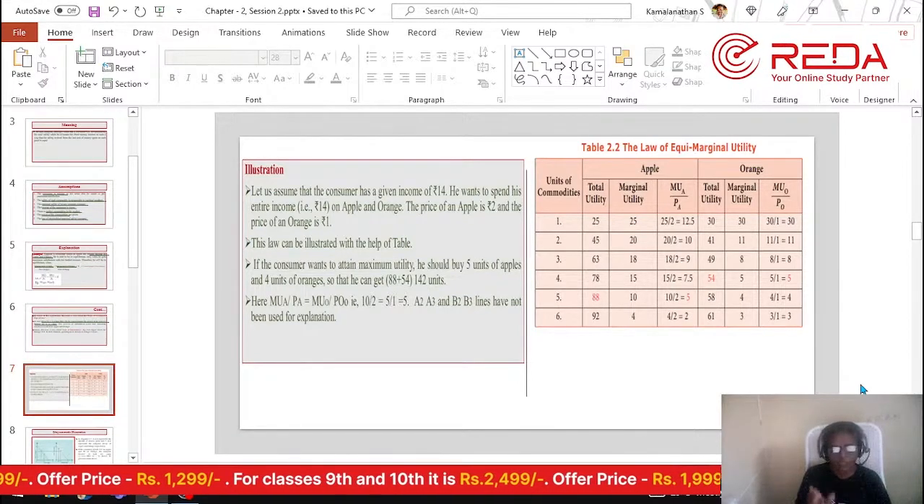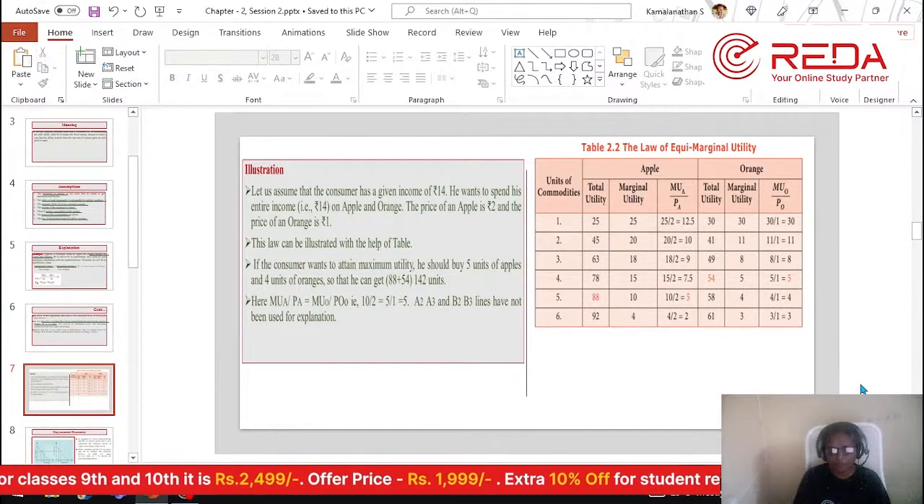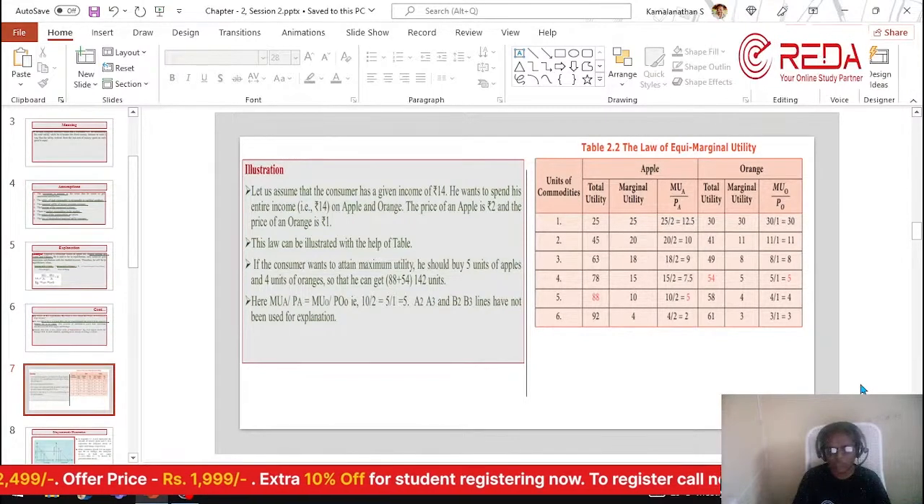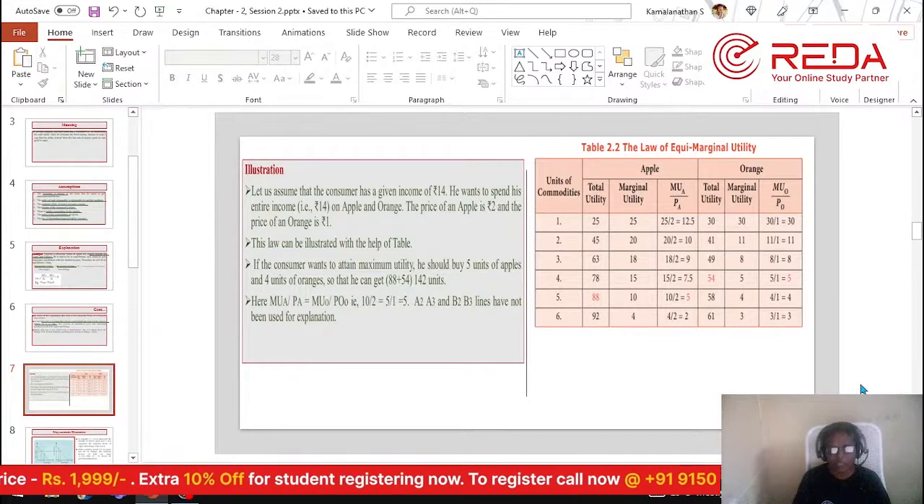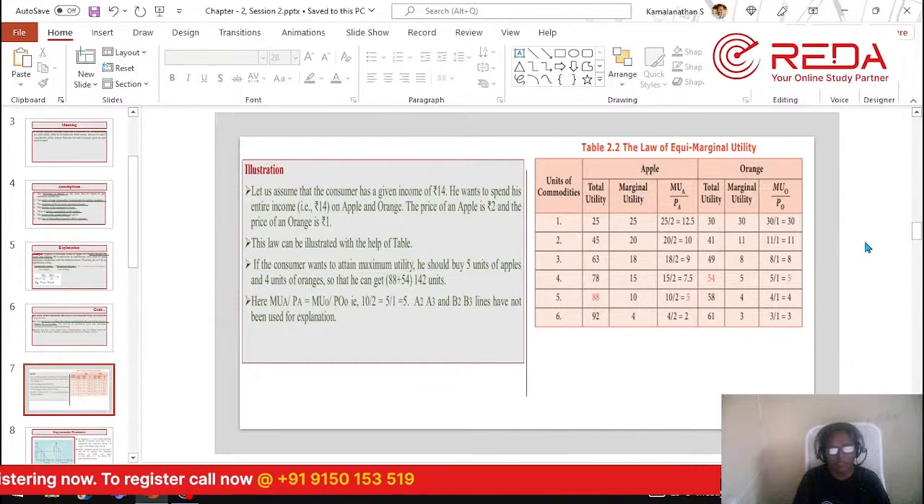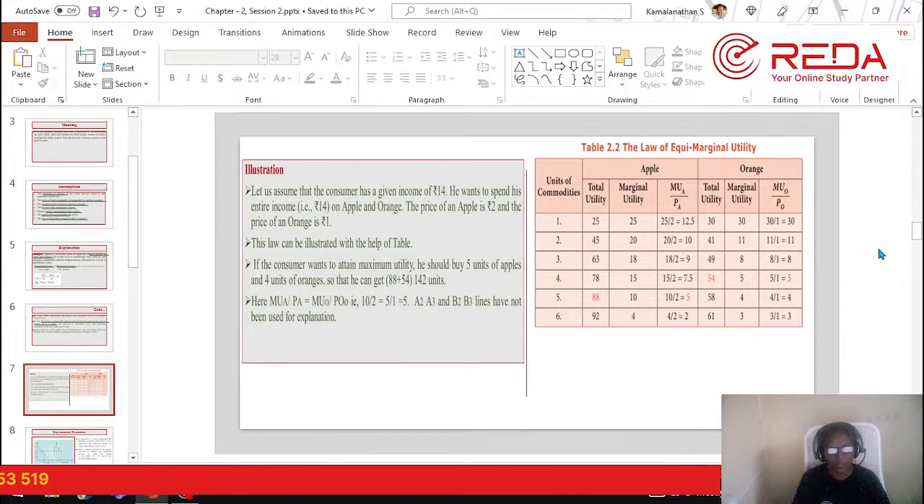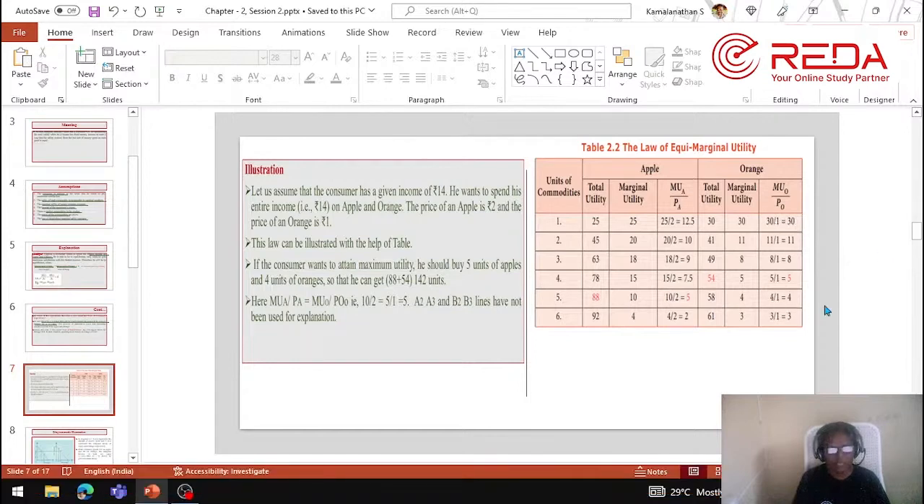Now you come to the picture of orange. What is the case of total utility and marginal utility in the consumption of orange? When the consumer consumes 1 orange, the total utility will be 30. Marginal utility is the same, and you see the marginal utility when the price is 1. The price level 1 is fixed in the consumption of orange. So 30 by 1 equals 30.